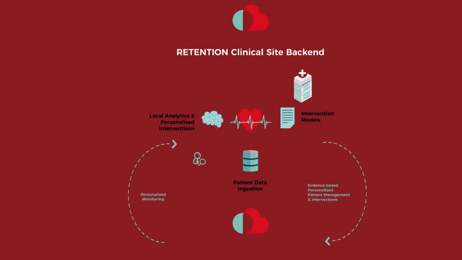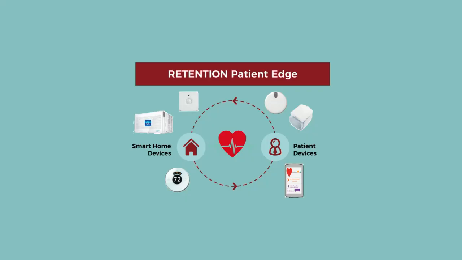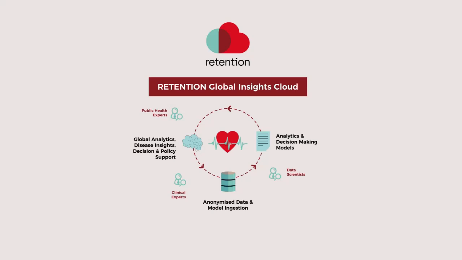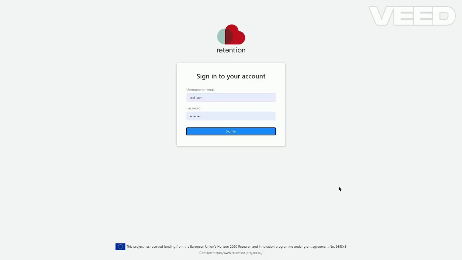Retention is built on three powerful modules. First, the clinical site backend dashboard, where clinicians create patient records, enter initial data, and monitor health with advanced tools for intervention group patients. Second, the Patient Edge, a mobile app and home gateway that gather and pre-process data from wearables and home sensors. And third, the Global Insight Cloud dashboard, an AI-powered platform for data scientists to support public health decision-making. Let's start with the Retention Clinical Site Backend dashboard.